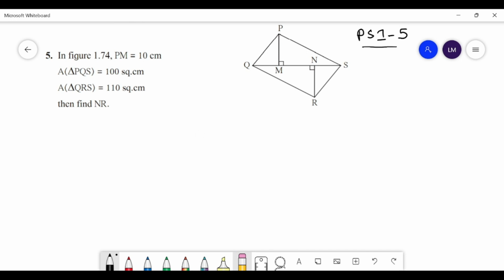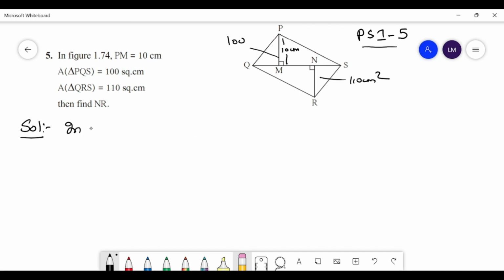Now, here in the given question, the value for PM is 10, right? So PM is 10 centimeter. Next, the area of triangle PQS is 100, so this full area is 100 square centimeter, and QRS, this full area is 110 square centimeter. Now the solution. First we'll move on with the area of triangle PQS.